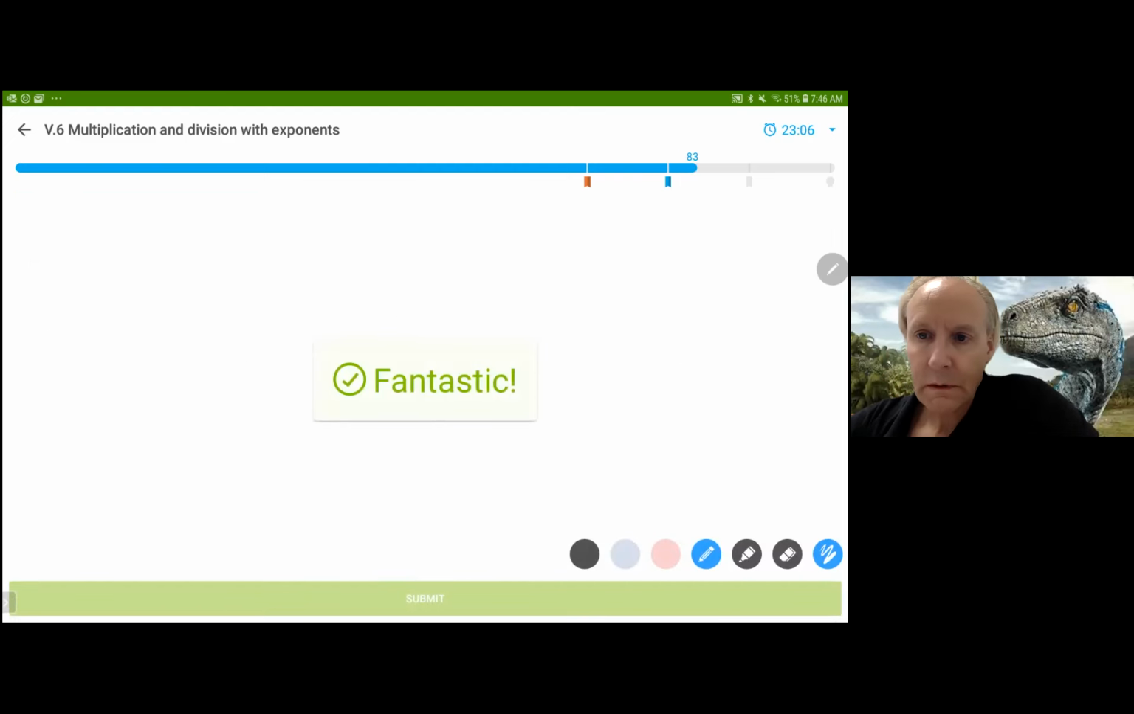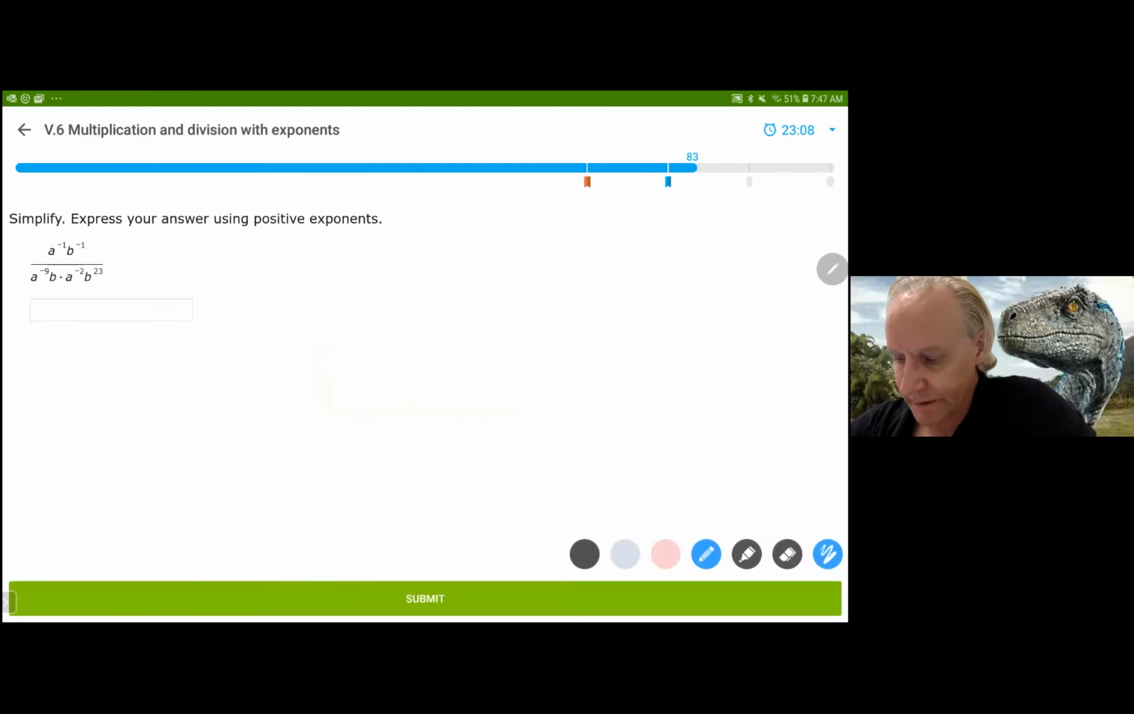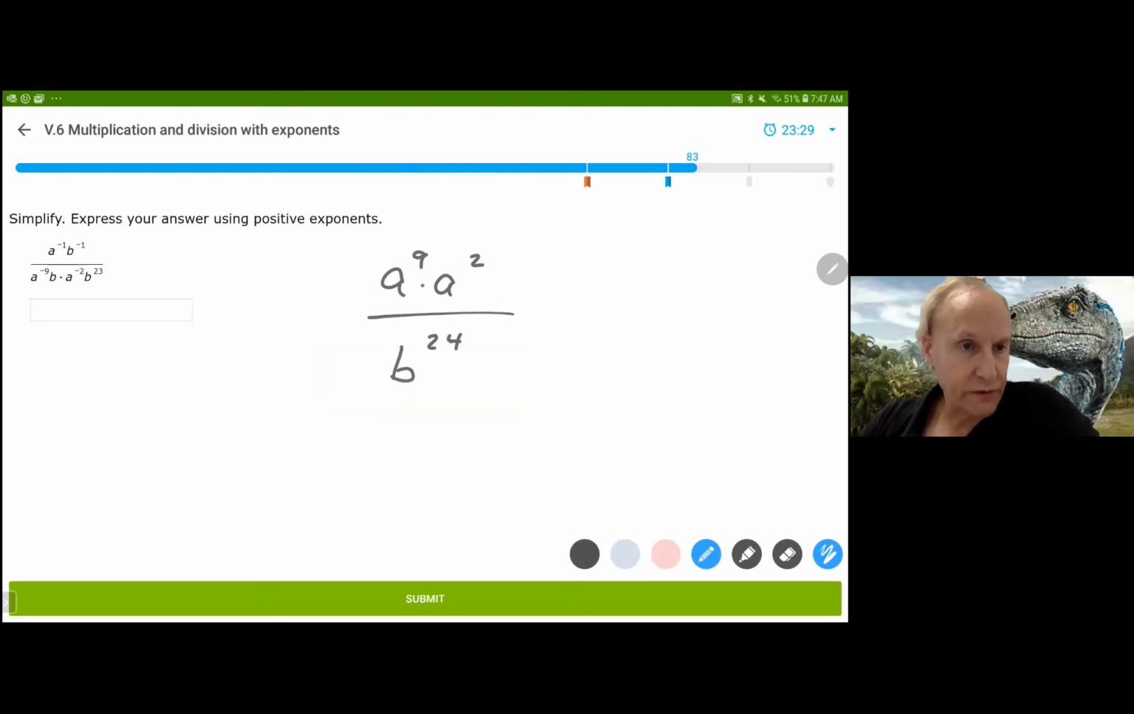Looks good. I think I've probably done enough of these. I've got an a to the -9, so I'm going to move it to the numerator. I'm also going to move my a squared to the numerator. I'm going to leave my b to the 24th in the denominator. What I'm doing is basically dealing with all the stuff in the denominator. Now in the numerator, I've got an a to the -1 and a b to the -1, which is just ab in the denominator. So I'm going to simplify some stuff out. This a simplifies with one of these, gives me a to the 10th over b to the 25th.